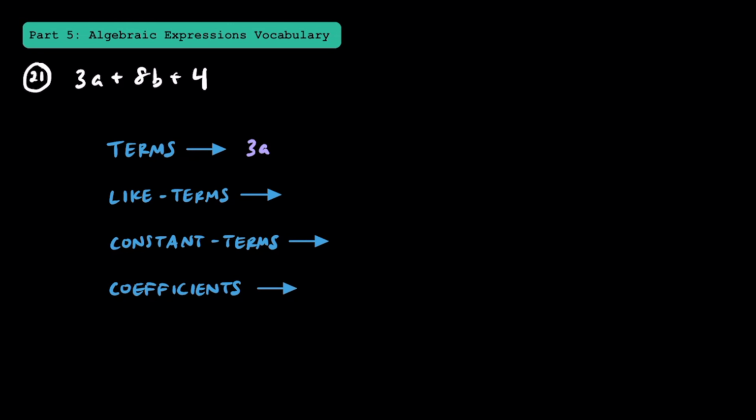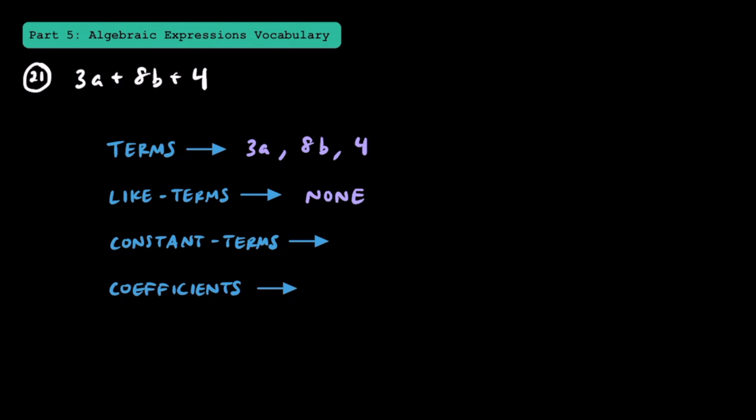Question 21. Let's look at the expression 3a plus 8b plus 4. The terms here are going to be 3a, 8b, and 4. In terms of like terms, there are none here.